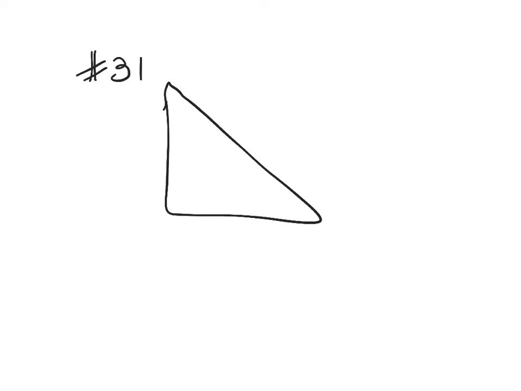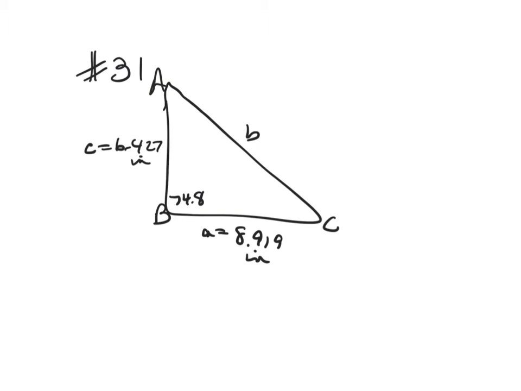Again, I'm going to draw a picture. Again, it's not drawn to scale. So A, B, C. Angle B is 74.80. It's actually in decimal degrees. Little a is 8.919, and these are inches. Little c is 6.427 inches. So I don't know little b, and I don't know angle A or angle C. This is going to be a side angle side scenario.